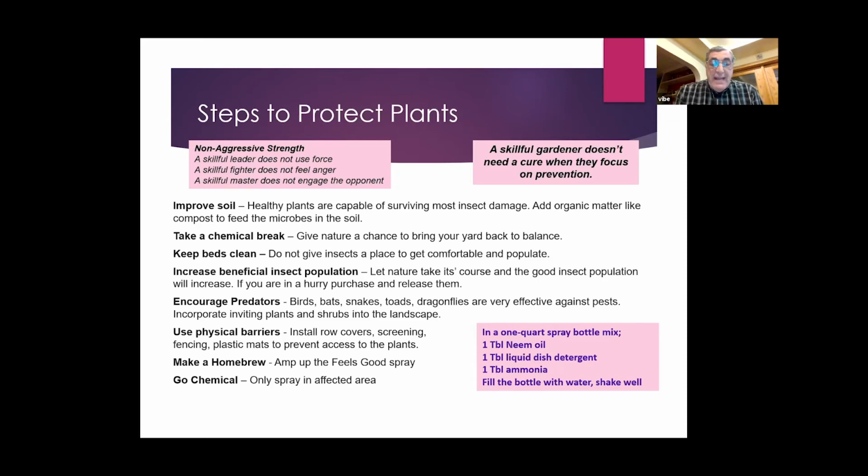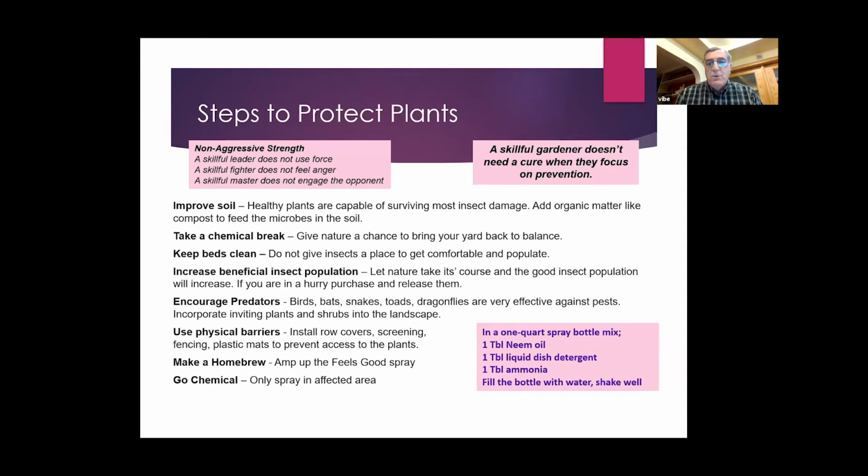And then the home brew. I use that home brew all the time. And this year, in the community garden, because we do have a huge Mexican bean beetle problem, I am going to use some neem oil in my Feels Good spray. So that lower right corner is actually an insecticidal soap spray now. So that's a homemade insecticidal soap, kind of like Safer's. Neem is right on the top as an organic pesticide.